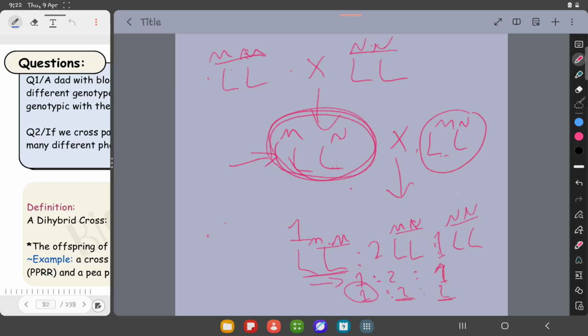At that time, how many different phenotypes and how many different genotypes can we get? Three different phenotypes and three different genotypes. The three different phenotypes are the blood groups that we have: blood group M, blood group N, and blood group MN. What about the three different genotypes? They are these: LM LM, this is one; LM LN, this is the other type; and LN LN, this is the other type.